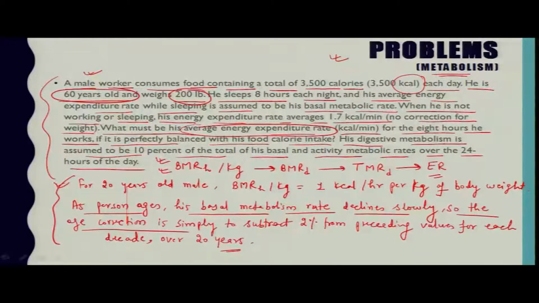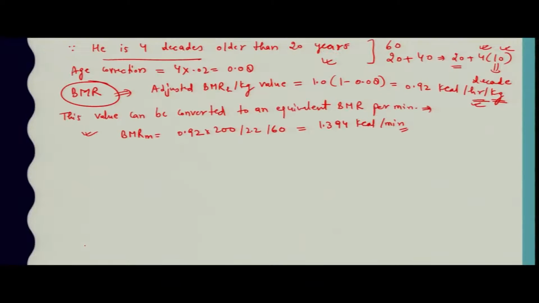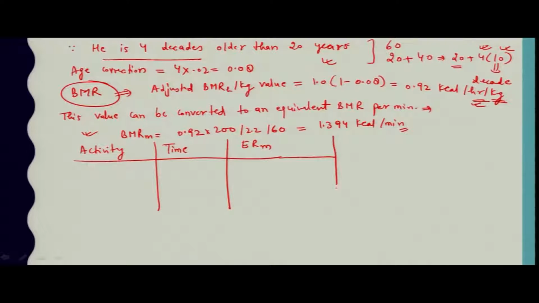So what is he performing? He is sleeping, he is doing some work for 8 hours and other work also. So we can make a table listing all his activities and the time he is devoting to perform a particular activity, as well as the energy expenditure, and lastly the total energy.